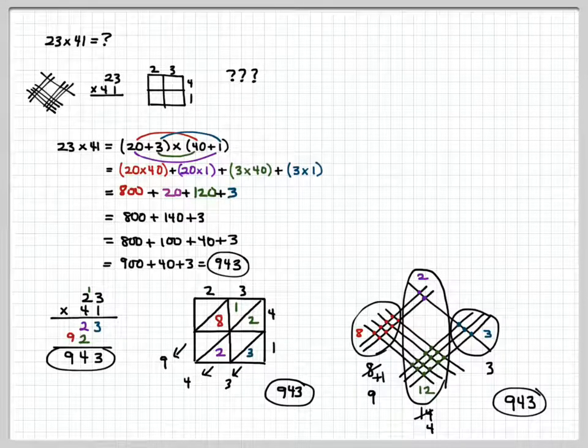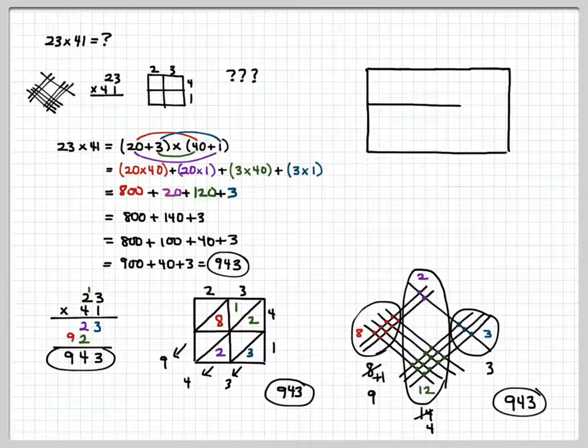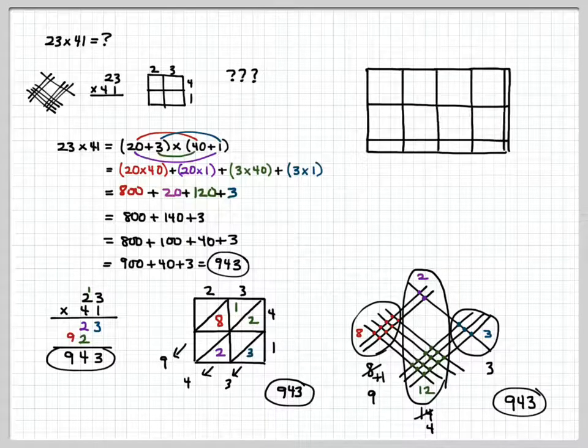I'm going to do one more thing. One way that I think is very natural to think about multiplication is to think of the product of two numbers as being the area of a rectangle whose sides are those two numbers. So here's a rectangle. I'm going to try to make a rectangle that is 41 by 23. So across the top, 10, 20, 30, 40, and 1. And down the side, 23.